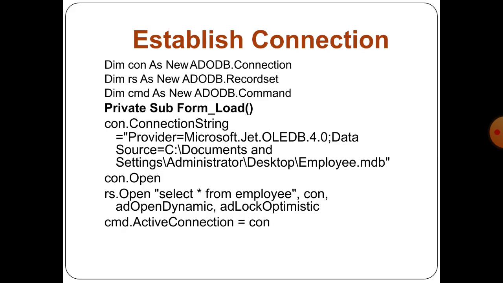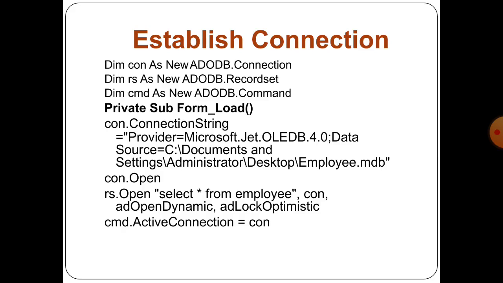Data Source is equal to C. In C drive we have Documents and Settings, in that Administrator, in that Desktop, and in that we have the database known as employee. The full path we must specify here. We must specify the provider name, and also we must specify the path of the particular database that we want to link up. Okay. Next, we are opening the connection, con.Open, by using this Open method.